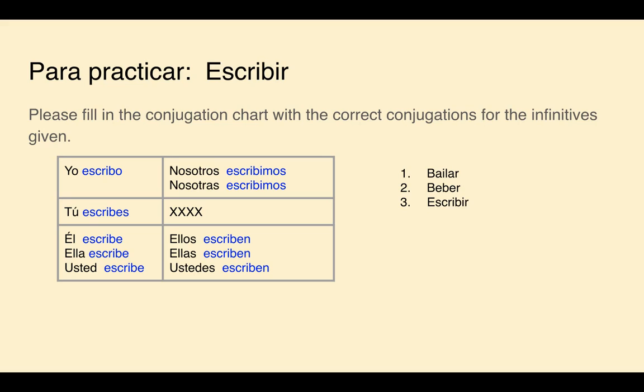I always think of the word scribble or the word scribe. Both have roots to write. And remember, beber meant to drink, and bailar, of course, is to dance. Bailar is kind of like ballet. Beber is kind of like a beverage. And escribir, kind of like scribe or scribble.